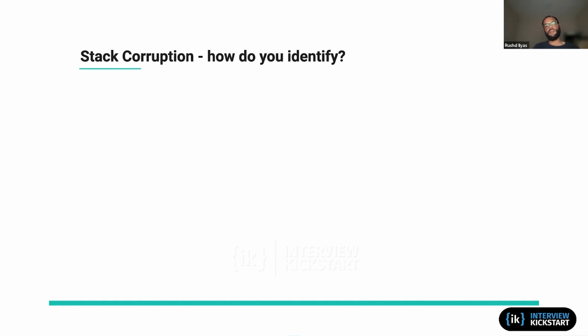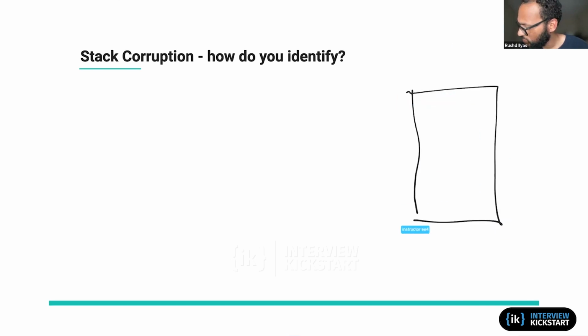How do you identify stack corruption? There's a very old and well-known technique called stack painting. The basic idea is, let's say this is your memory. Your stack pointer starts from here and grows in this direction. Your heap starts from here, if you are using any heap, and it grows towards the stack pointer.